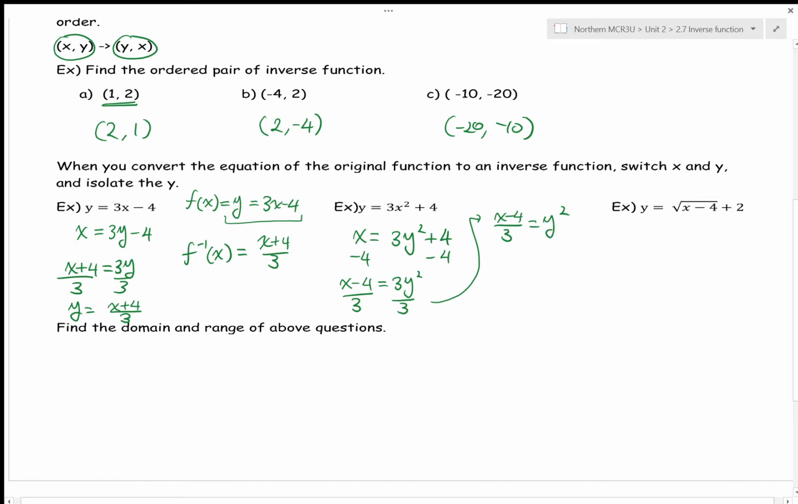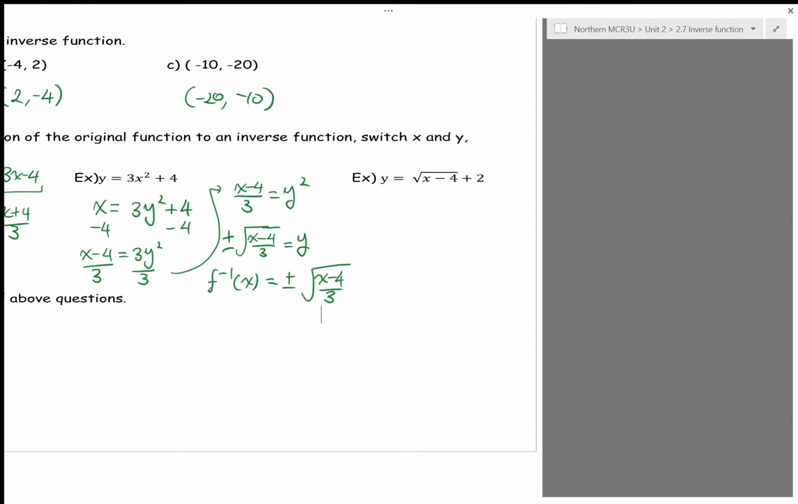Now, as everybody knows, to get rid of the square, we have to take the square root of it. So it will be the square root of x minus 4 over 3 equals y. But remember this, when you're taking the square root of something, you always have to put plus minus. Okay? You always have to put plus minus. So as long as you remember this, then it should be okay. So your inverse function is then plus minus the square root of x minus 4 over 3.